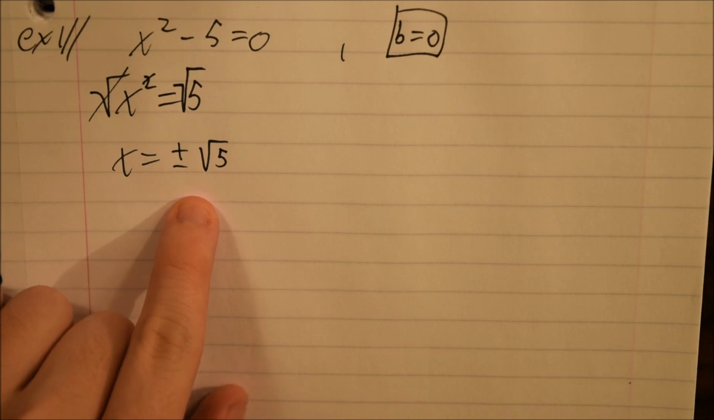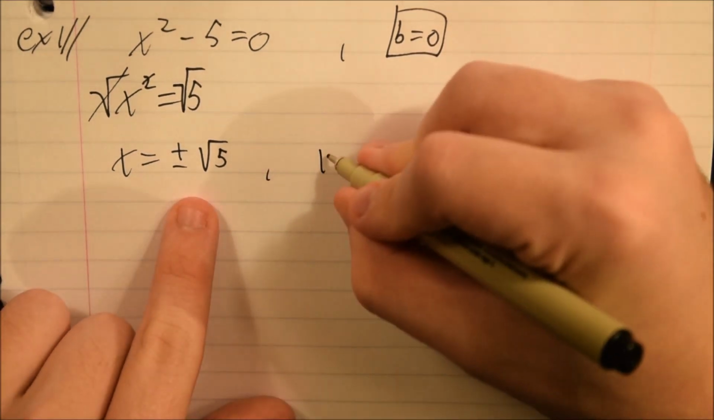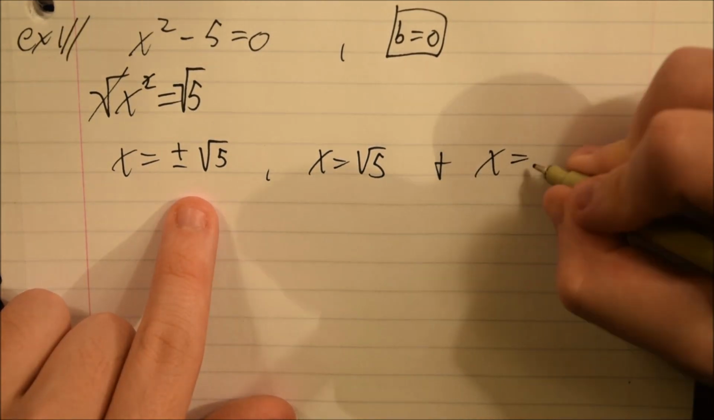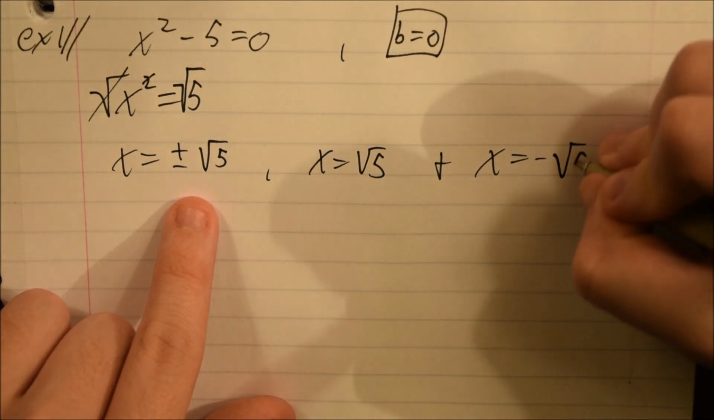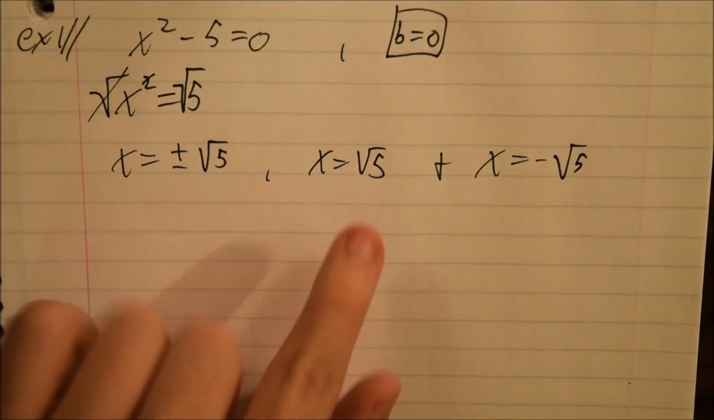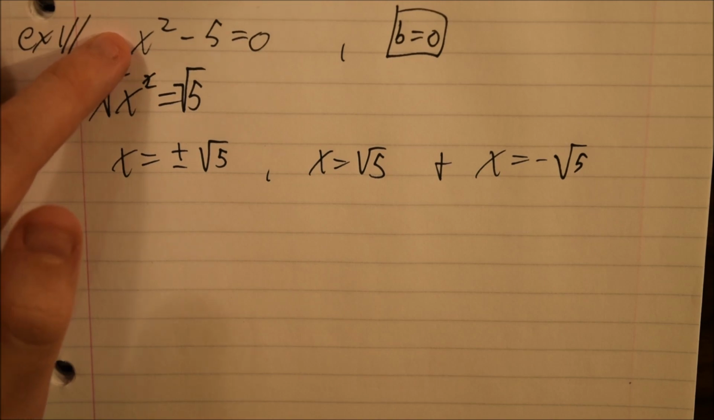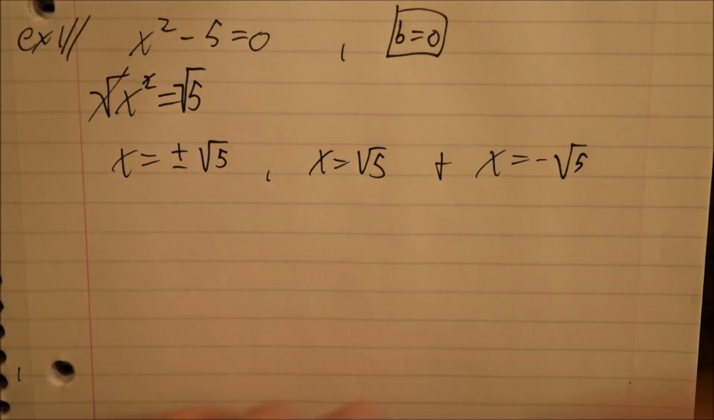I can just leave it like this, or I can say that x equals positive root 5 and x equals negative root 5. And if I plug both of these back into my original equation, they'll give me 5 minus 5, which is 0. So that's what I was looking for, right? These are my 2 solutions.